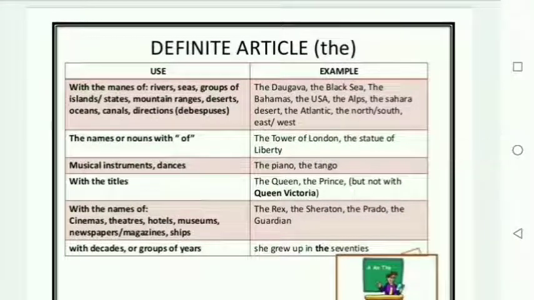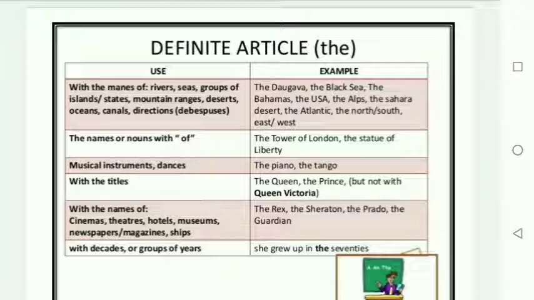So here are more uses along with examples. Use the with names of rivers, seas, groups of islands, etc. You can see we are using the. I have given examples: the Daugava, the Black Sea, the Bahamas, the USA, the Alps. These are all nouns in front of which we are using the definite article, the.